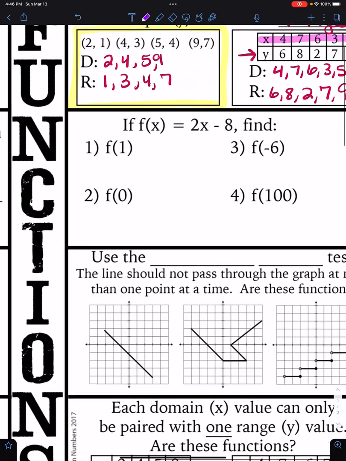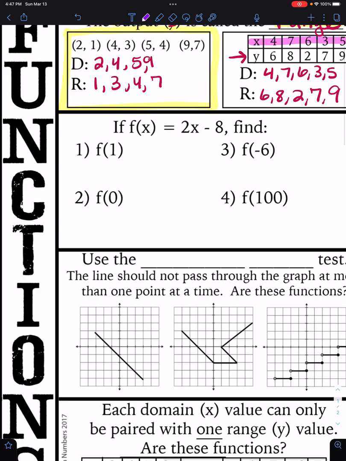All right, let's solve some. It's really a lot like just solving an equation. So if we have f of 1, and f of x is 2x minus 8, to find f of 1, we just replace x with 1. So I'm going to write 2 times 1 minus 8, or 2 minus 8 is negative 6. Not as hard as it looked, huh?